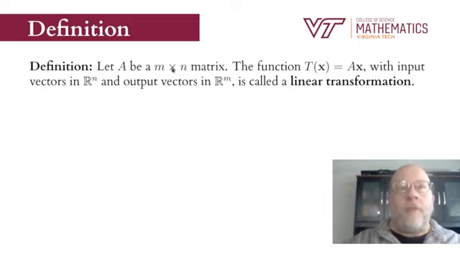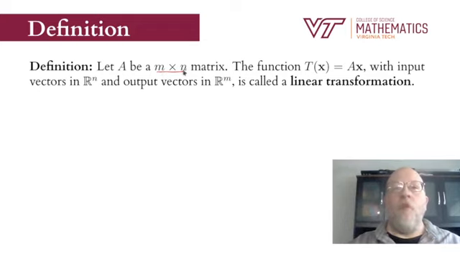We're going to start with any matrix of any size, an m by n matrix, so m rows, n columns, and we're going to create a function where we plug in a vector, and the output is the vector multiplied by A. So the vectors that we plug in are in R^n, and the output vectors are in R^m. This is called a linear transformation. All a linear transformation does is take a vector x and multiply it by matrix A.